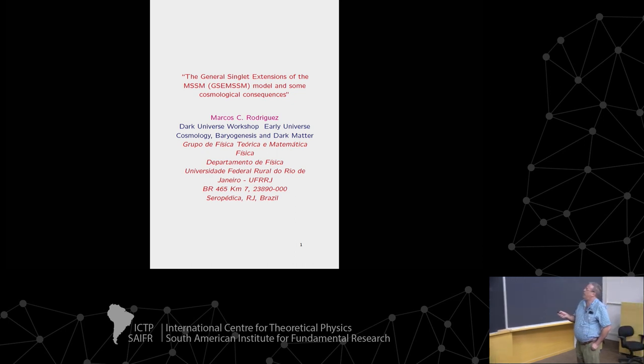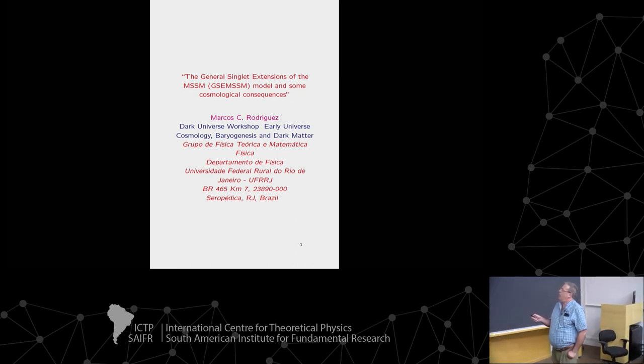I will present here a very short analysis of a general singlet extension of the MSSM. I will start this talk by reviewing very shortly this very interesting model, and then I analyze the next to minimal supersymmetric standard model, show some results, and at the end, I will show that we need to extend this model for this kind of model. And I will provide you some very good cosmological consequences of this kind of model.